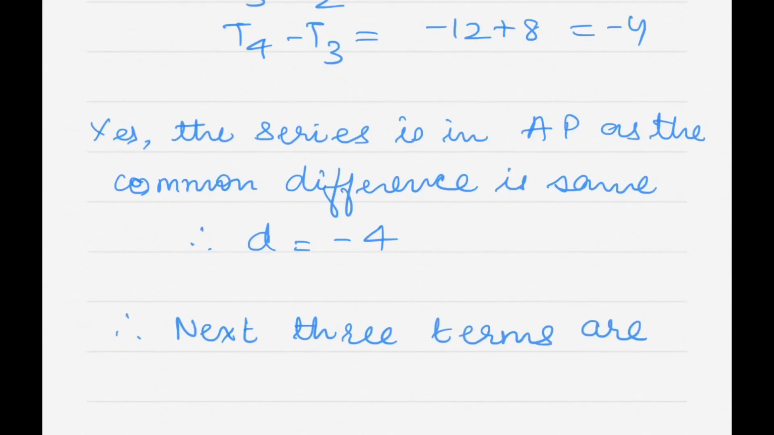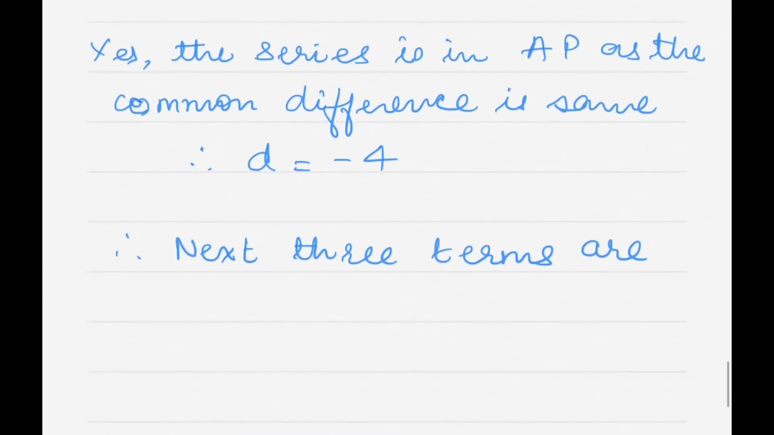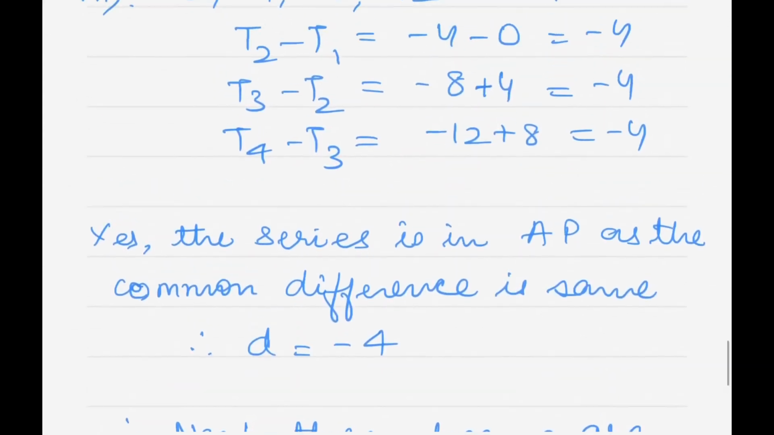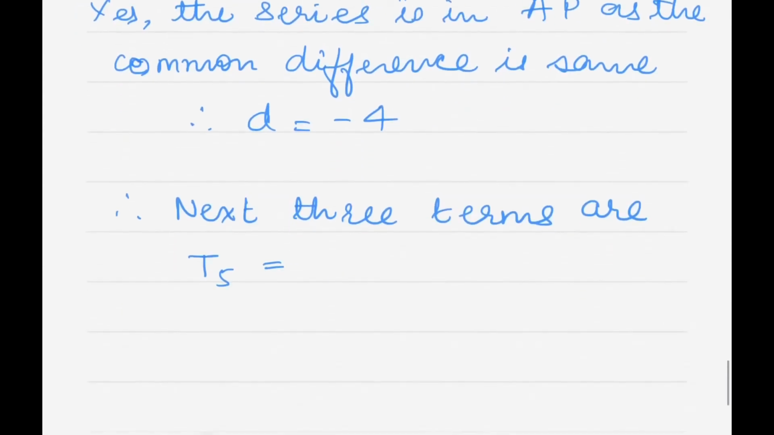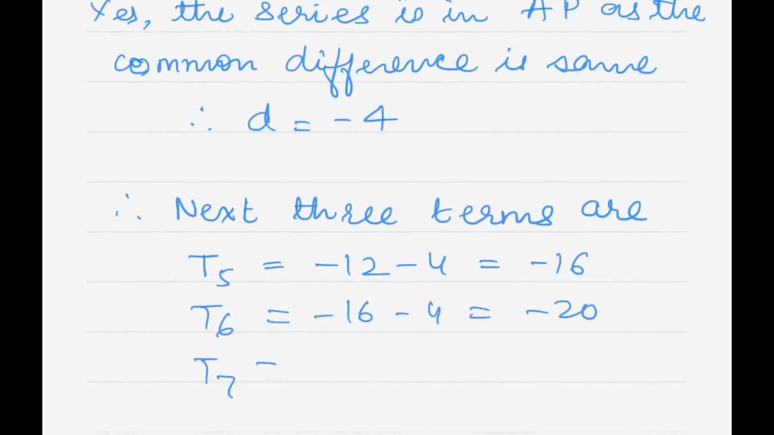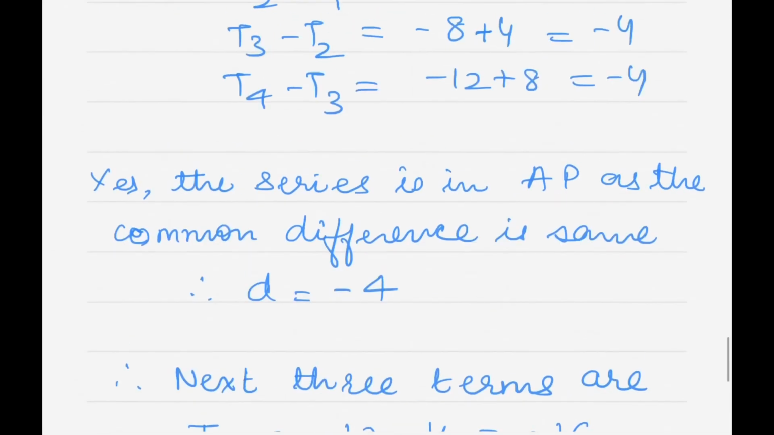Minus 12. Okay, so fifth term, T5 is equal to minus 12 minus 4, so this is equal to minus 16. T6 is equal to minus 16 minus 4, so minus 20. T7 is equal to minus 20 minus 4, so minus 24. So we have found out the next three terms. Okay, let's move to next one.